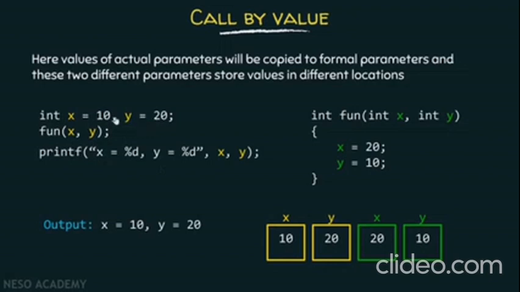In call by value procedure, you are simply passing the values to the variables and not the variables themselves. So whatever changes you make to these variables will not get reflected back to these variables. This is called call by value.